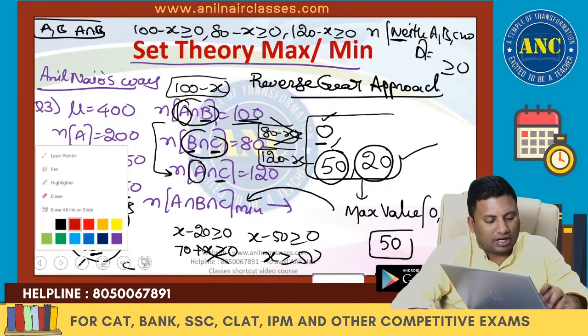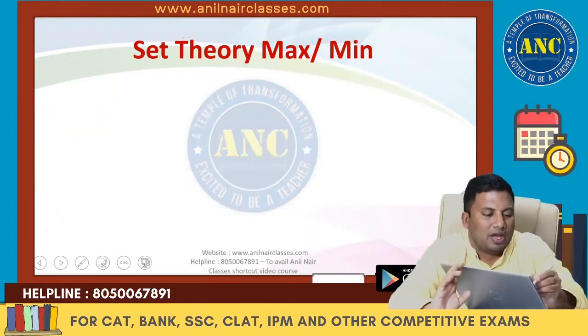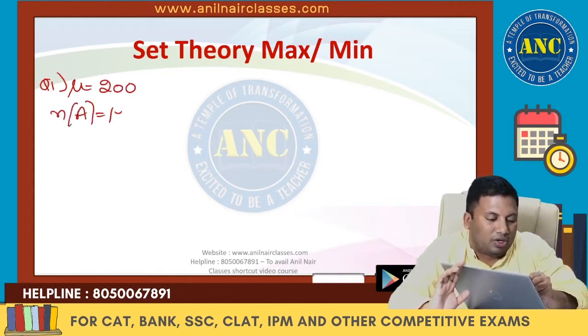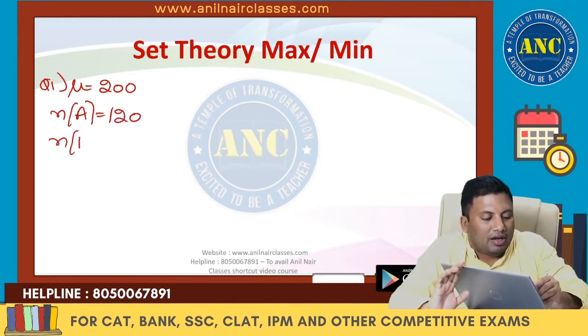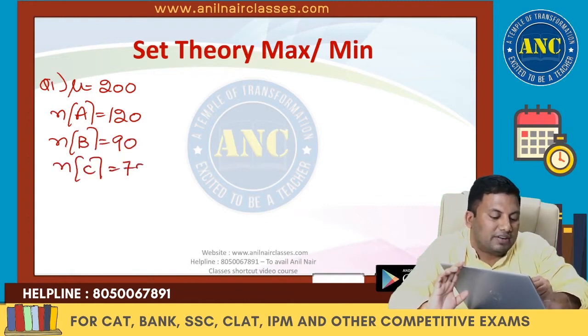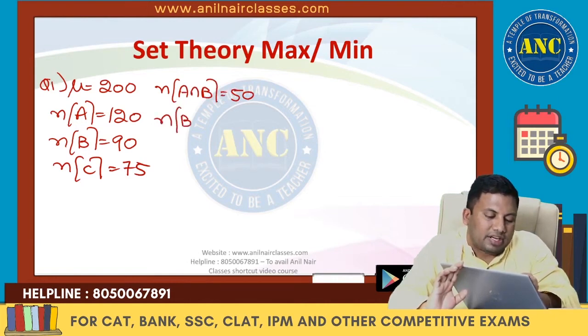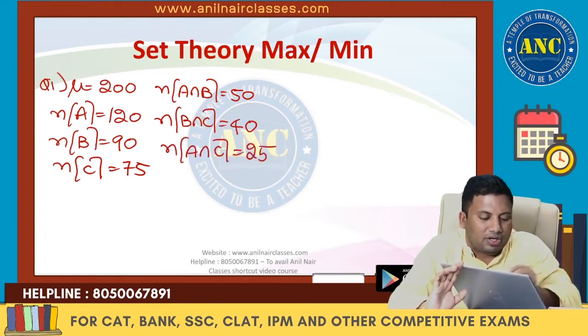Let us do question number 1 also using this one. Question number 1. Mu is 200. N of A is 120. N of B is 90. N of C is 75. N of A intersection B is 50. N of B intersection C is 40. N of A intersection C is 25.